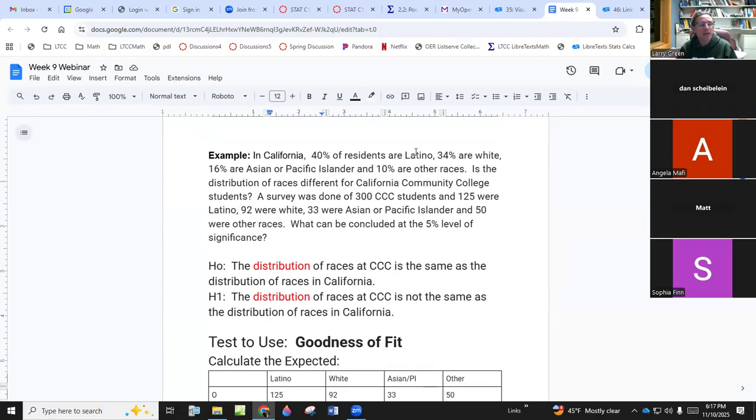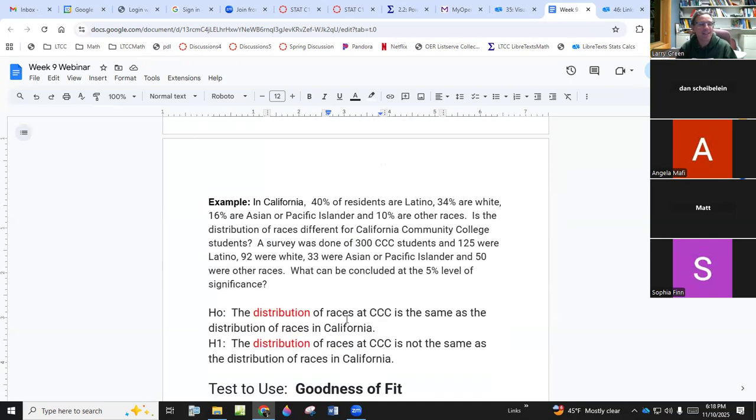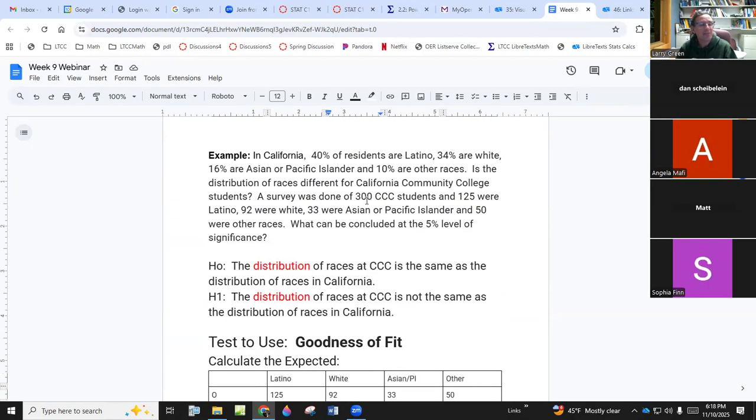Okay, we do the same thing for white. For white, 34% are white. And again, we had 300 surveyed. 34% of 300, 0.34 times 300, is 102. By the way, you do not have to do it the way I did it. If you don't want to do all the math in your head like I did, you're always allowed to use a calculator. I have fun doing math in my head, so I just do it in my head. And 16% are Asian Pacific Islanders. So 0.16 times 300 is 48.